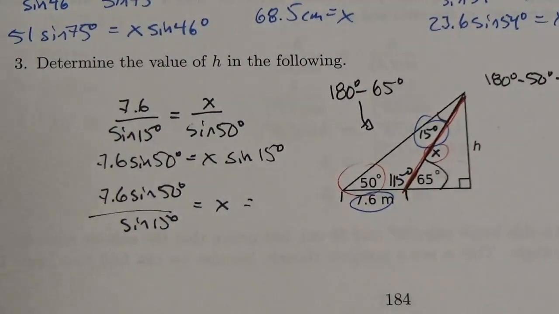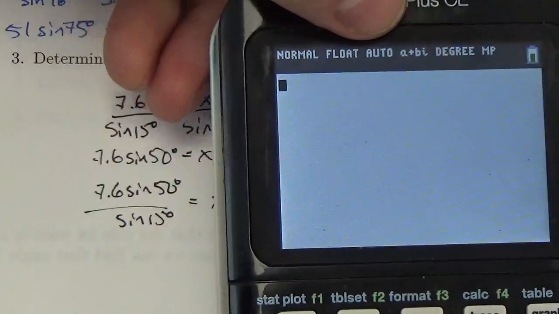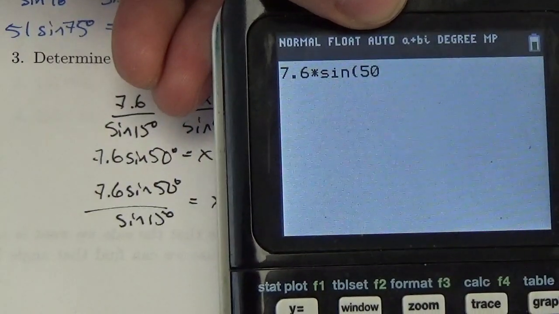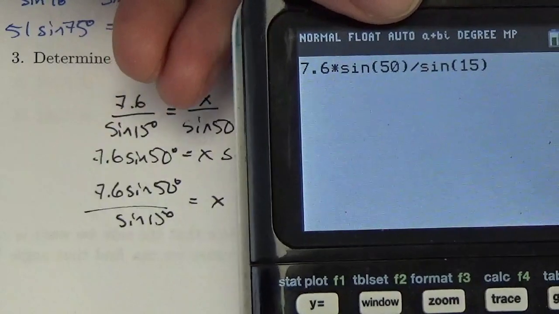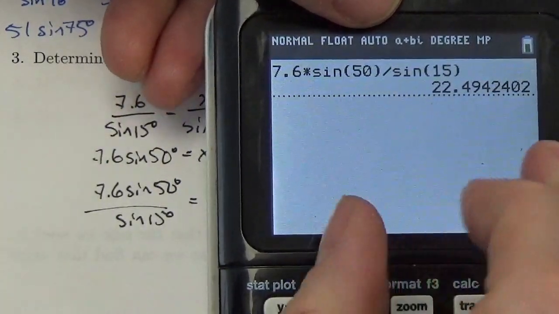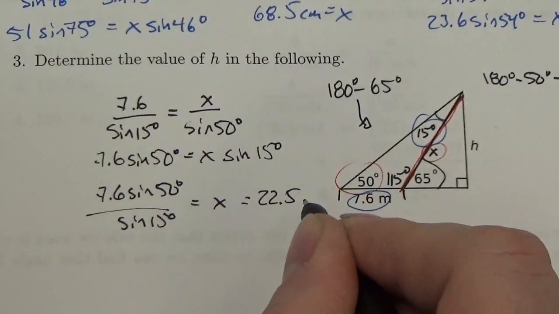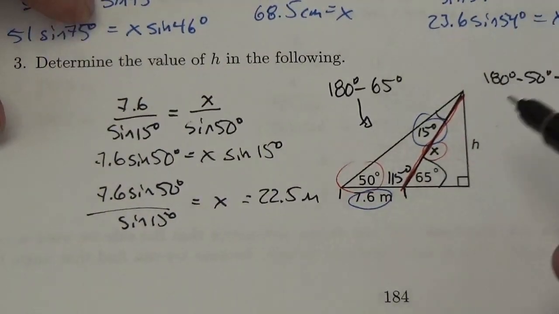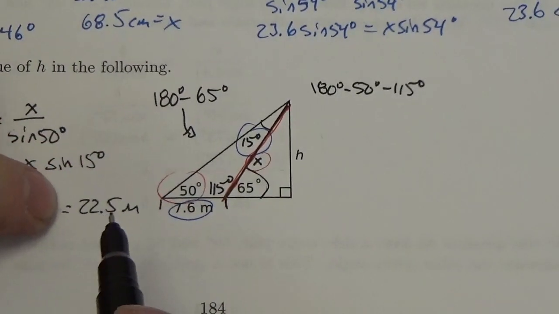And now it's just calculator work. So that'll be 7.6 multiplied by the sine of 50 degrees, close the brackets, divided by the sine of 15 degrees, and we get 22.5. Now I'm going to leave this number in here right now, but down here I'm going to write 22.5 meters. I'm not done though, because I still don't know what h is, and that really was my goal. So I'm going to make sure I can see that here, 22.5.